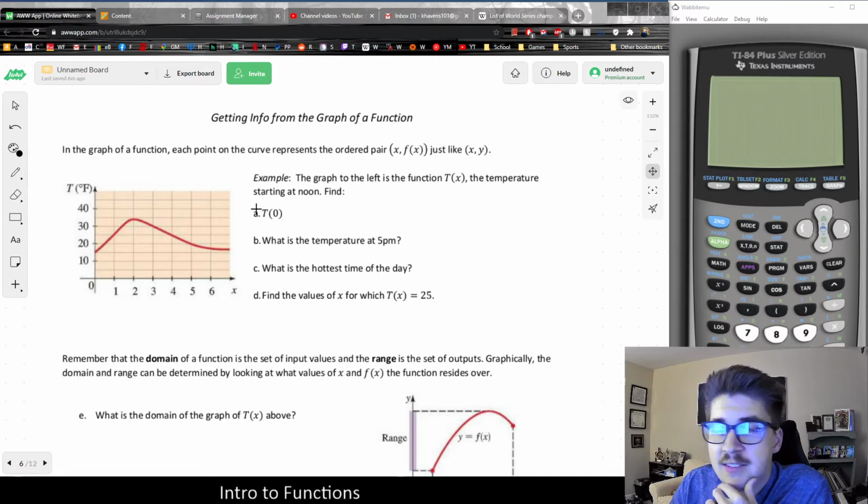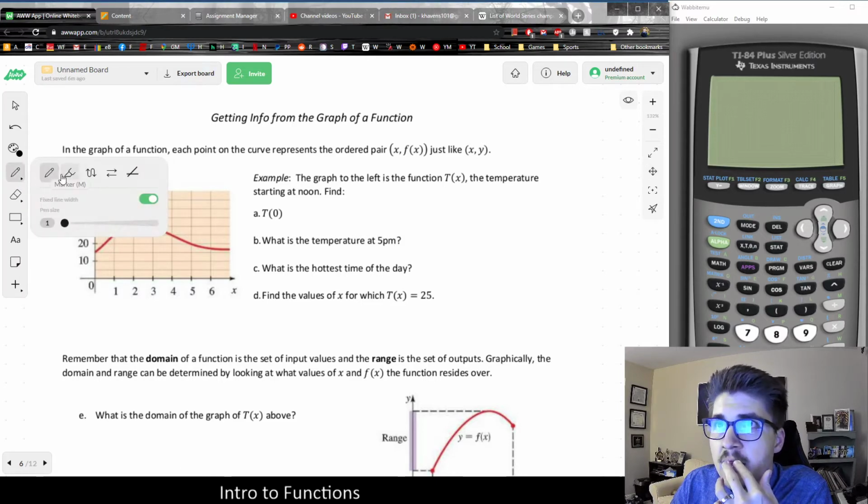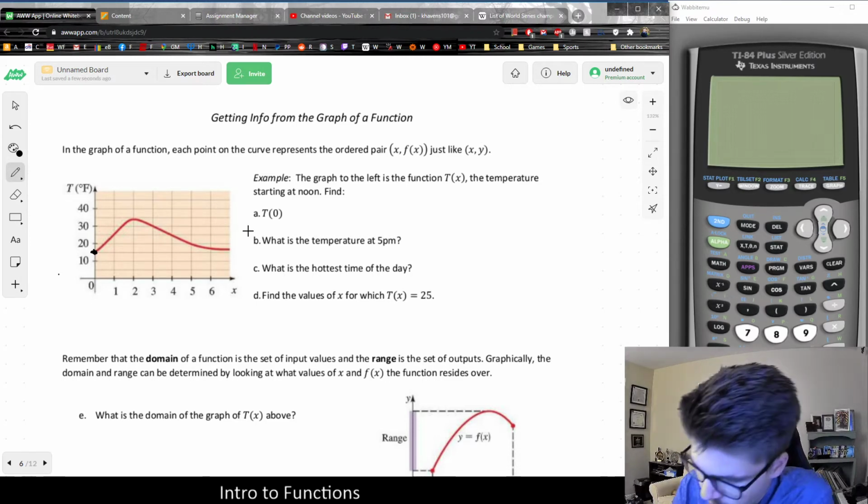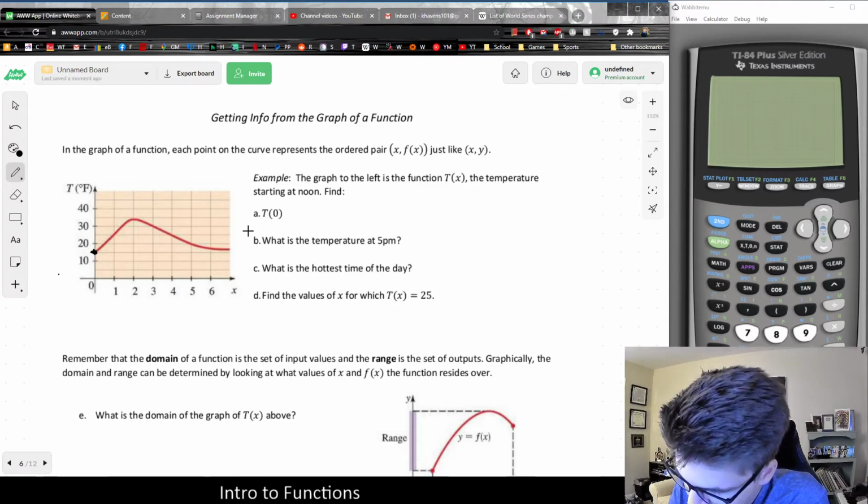And notice that T of 0, when you plug in 0, that's always the y-intercept, because it would give you, well, what is the y value when x is 0? This is the location of 0, so I'd have 0 comma, it appears to be 15. And if you don't have a formula and you just have a graph, you just do your best to determine the value of the point at the particular location. So I would say T of 0 is 15.